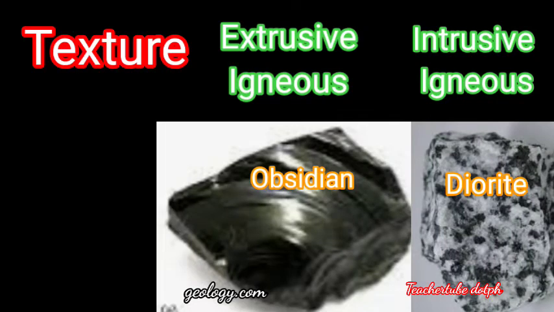Okay, let's move on to the texture. Extrusive igneous rocks have very fine texture. An example of this is the obsidian. It is a very smooth rock. Intrusive igneous rocks have coarse texture. The large crystals make the texture rough. An example of this is the diorite.